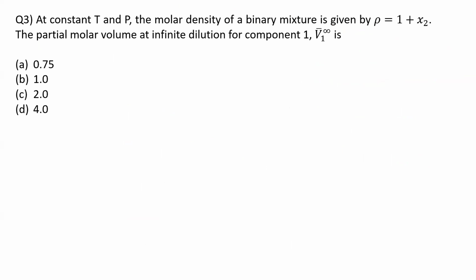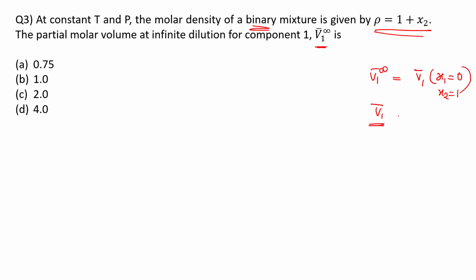So final question we have. At constant temperature and pressure, the molar density of a binary mixture is given by rho is equal to 1 plus x2. So the thing is, we have to find V1 bar infinity. So V1 bar infinity is equal to V1 bar at x1 equal to 0, sorry, not 1. Okay, this is a binary mixture. That's why I am following the same, and x2 is equal to 1. So I need to know what is V1 bar for this.